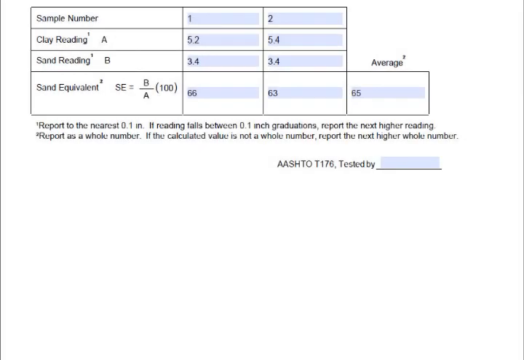When completing the sand equivalent test calculations, round the results of each test to the next higher whole number. Then, average the two numbers and again round the average up to the next higher whole number.